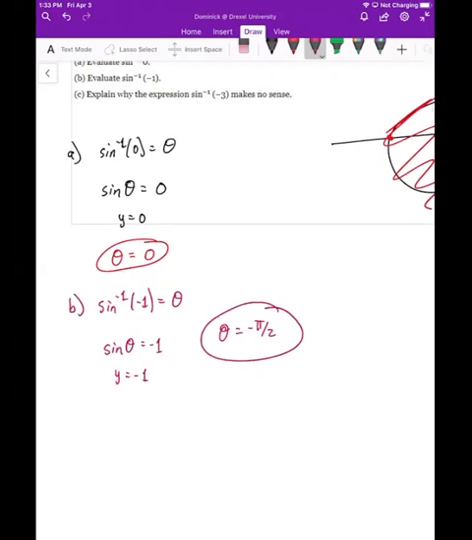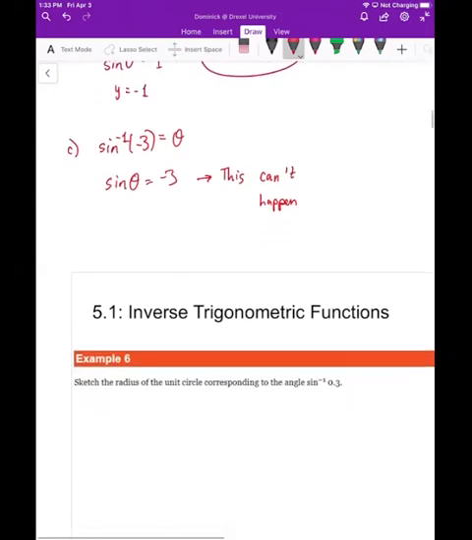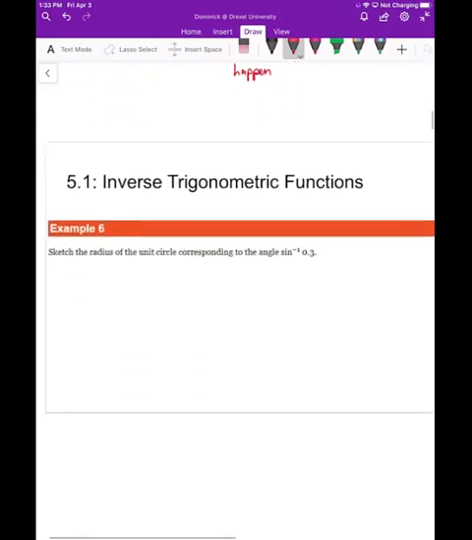Okay, and part C: explain why inverse sine of negative 3 doesn't make any sense. Well, this is similar to before. If I wanted to find an angle whose sine is negative 3, this can't happen because sine is only between negative 1 and positive 1. So this doesn't make any sense. Now similarly, let's sketch the radius of the unit circle. This time, we're going to do it for inverse sine of 0.3.